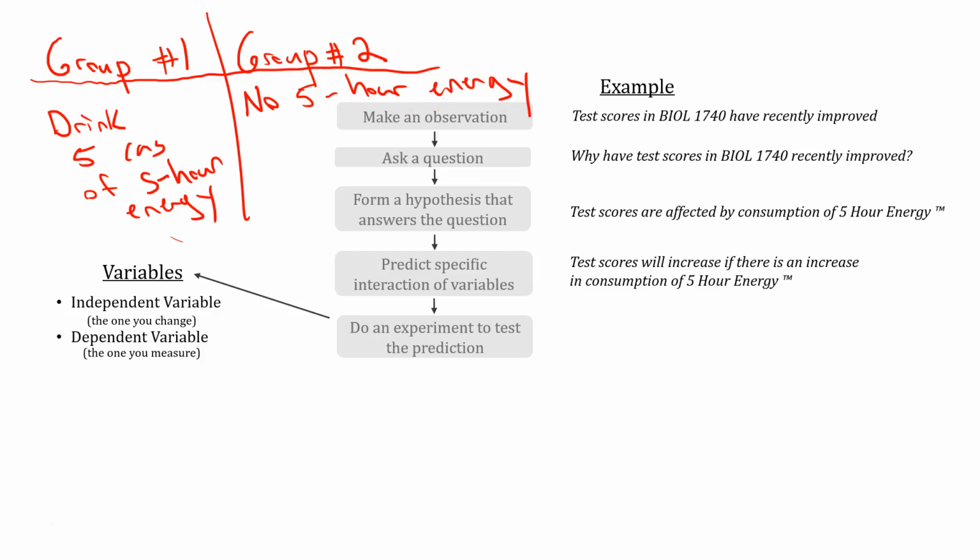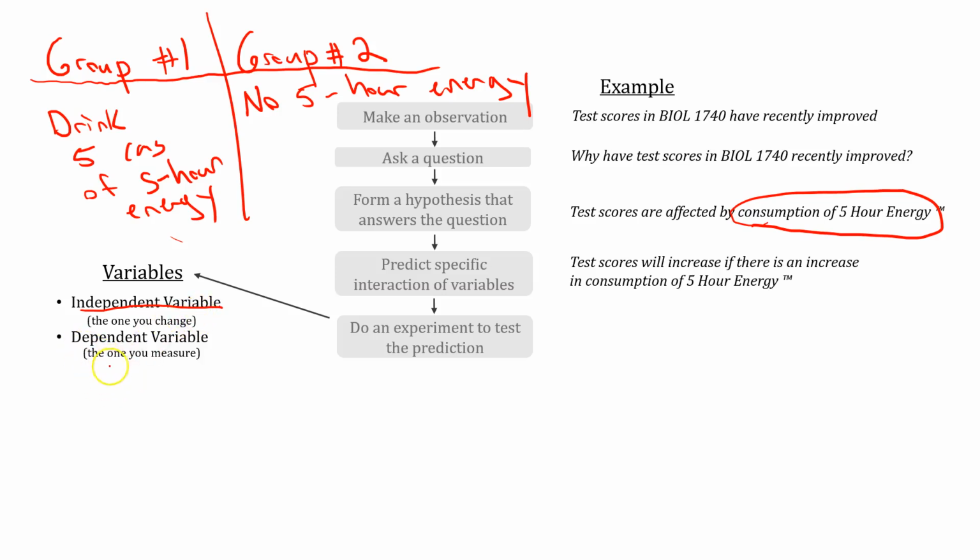Okay, so the independent variable, as we mentioned before, is the consumption of 5-hour energy. And you can see that I'm changing that in this, what is beginning to be an experimental design. I'm having two groups. One drinks the energy drink, the other does not. So I'm actually changing the independent variable in these two conditions of the consumption of energy drinks.